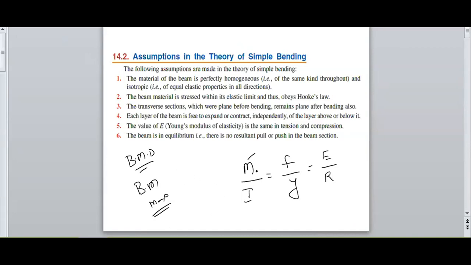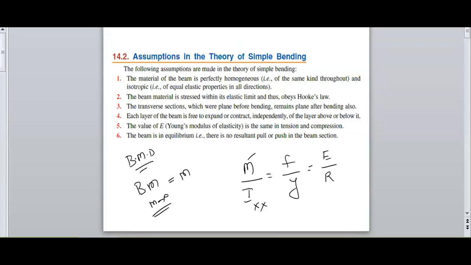So I need to take the maximum bending moment, that is M, and Ixx is the moment of inertia about the cross-sectional area. So I need the cross-sectional areas of the beams.